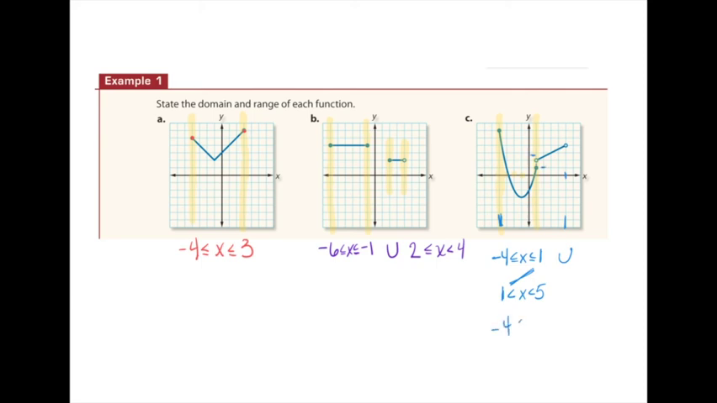So for this one, I could actually just go from negative 4 all the way to 5. Because I actually don't jump. Here I jump. I actually have a space. But here I don't jump. I jump in the function for the y value. It's not continuous. But the x value doesn't jump there. You actually keep going. So for this last one, you can actually just write it like this. You don't have to do a union between the two.